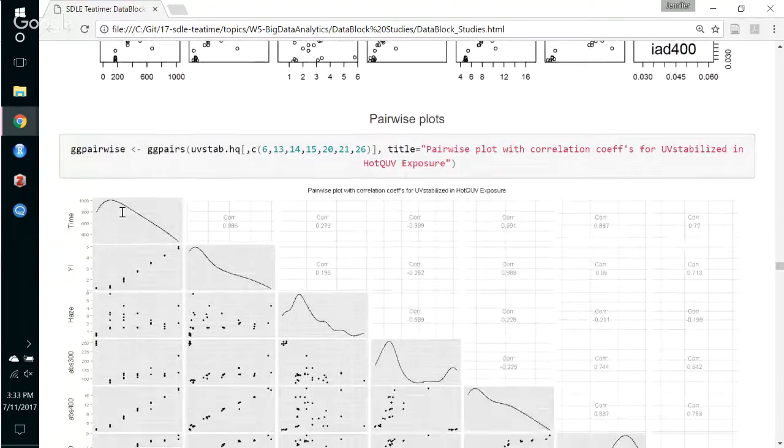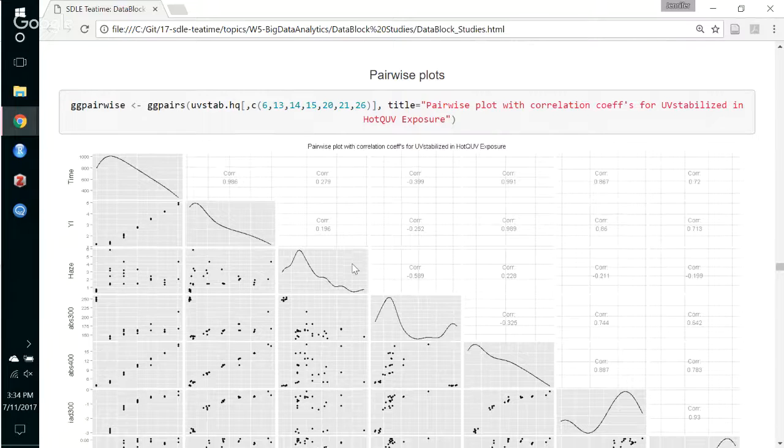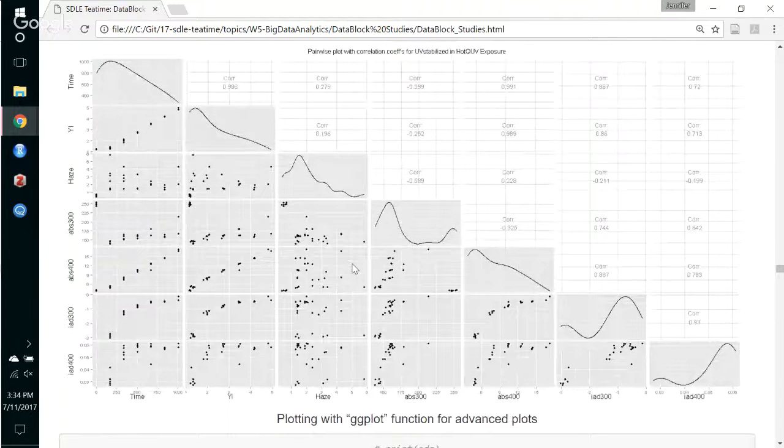So here is another plot using ggpairs. The ggpairs function, I'd have to look, but it's not in ggplot, but it's in the R Markdown. So go ahead and download the Git repository, and you can look in the R Markdown for this. So here's an example of that.